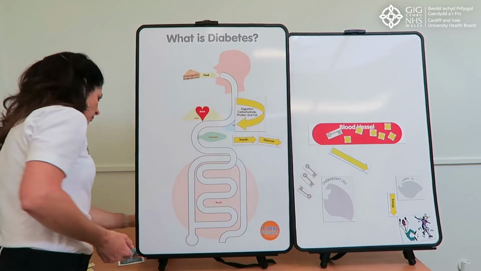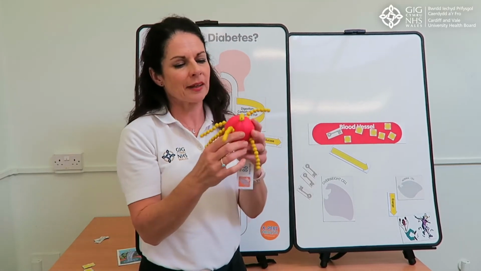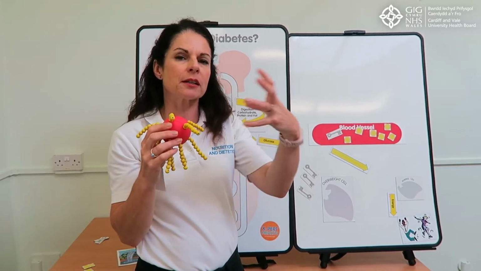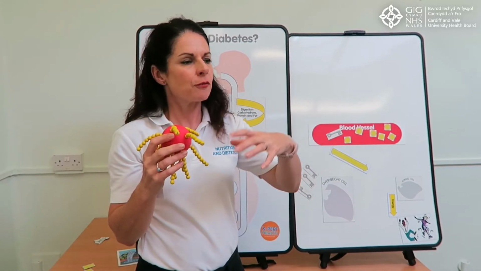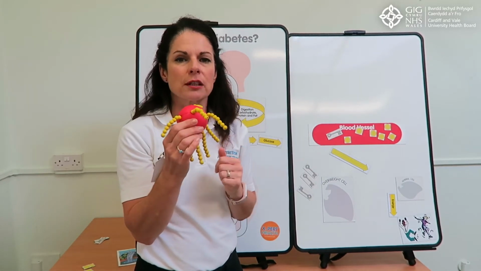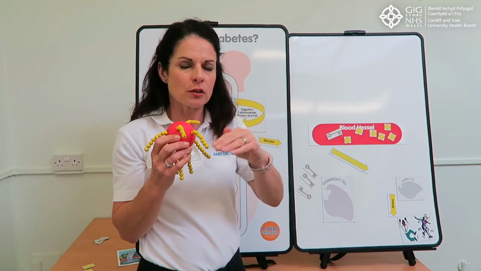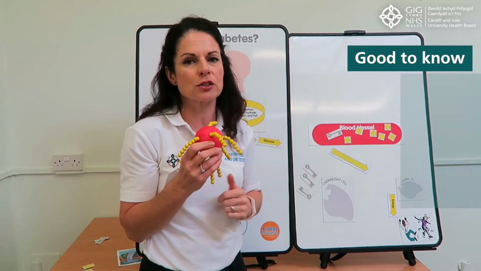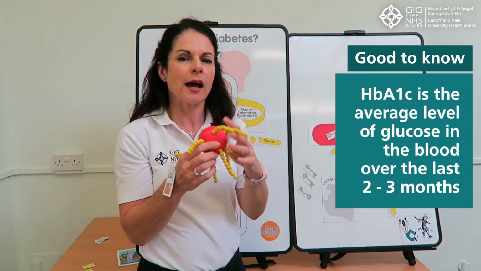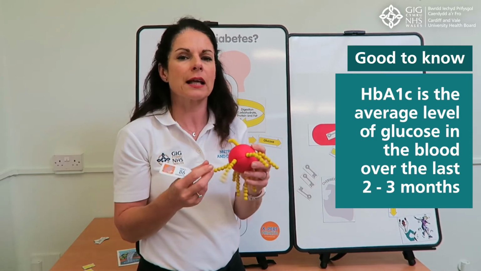Now we've got a nice little model to illustrate this. Your HbA1c checks your red blood cells, and when your blood glucose levels have been raised for a 2 to 3 month period, the red blood cells pick up lots of glucose. That's how we can show that your blood glucose has been raised over those previous 2 to 3 months. So this gives your GP or nurse the idea of how well managed or not your blood glucose levels have been over the last couple of months.